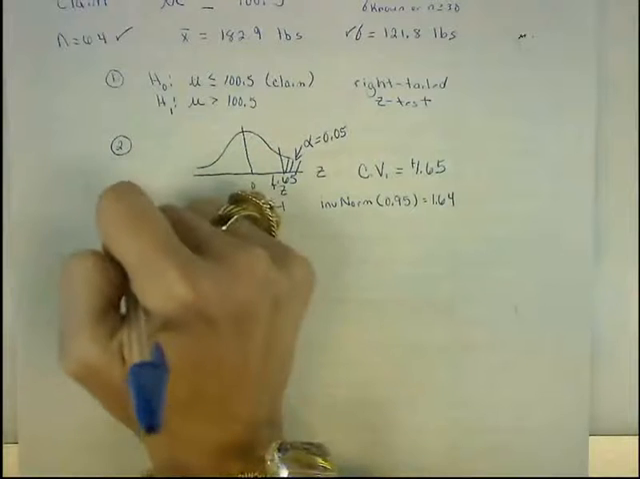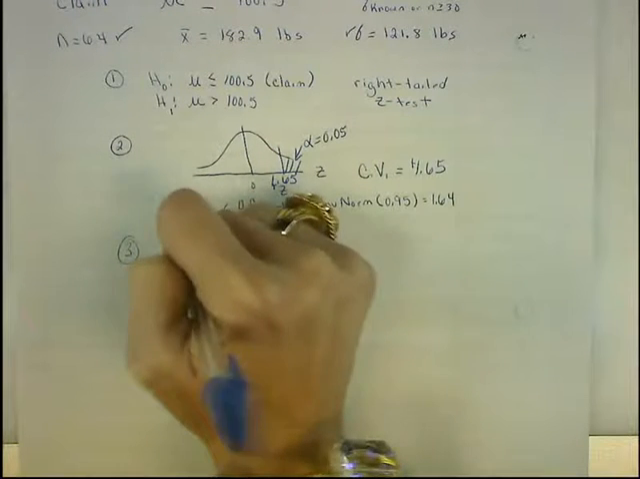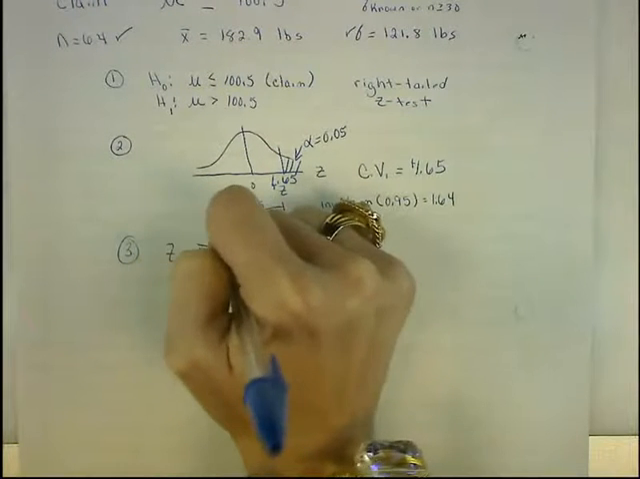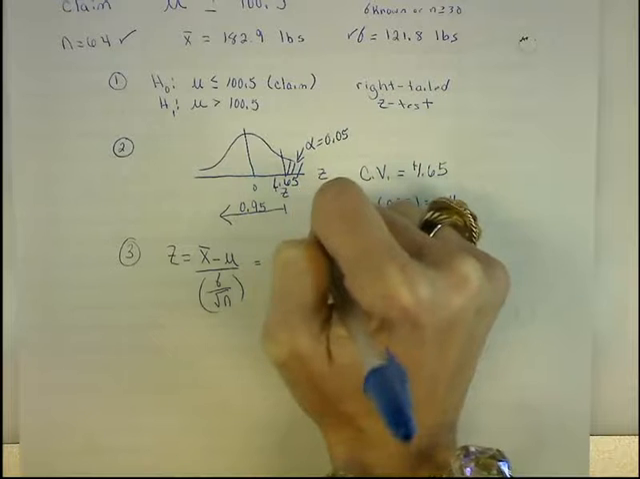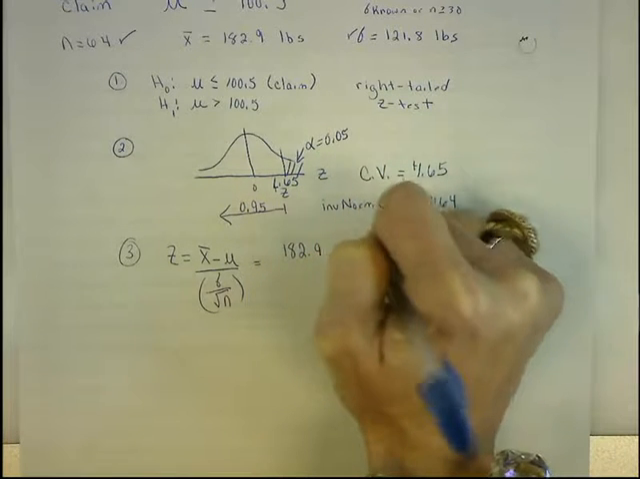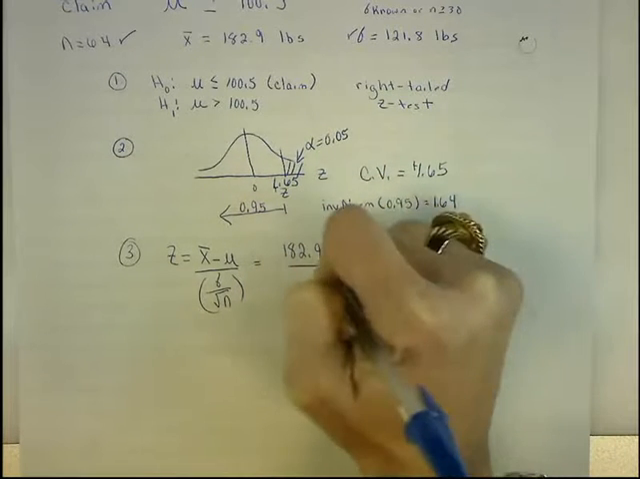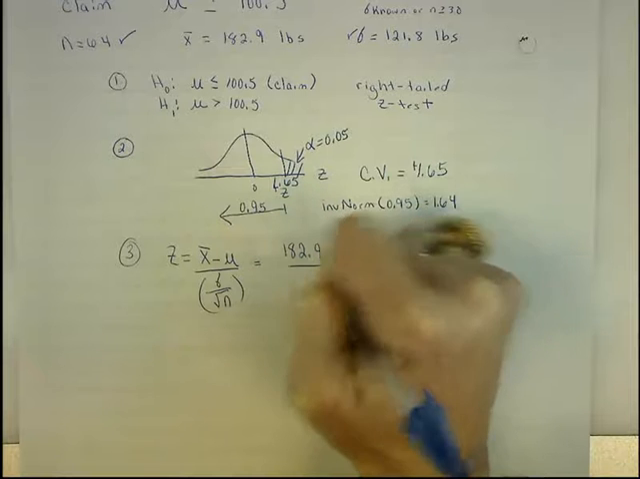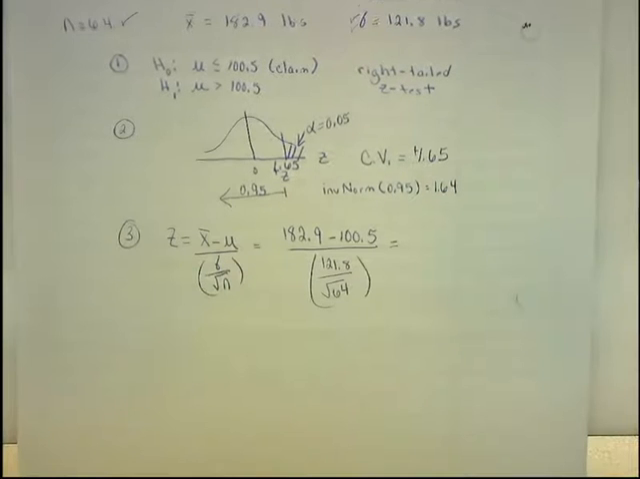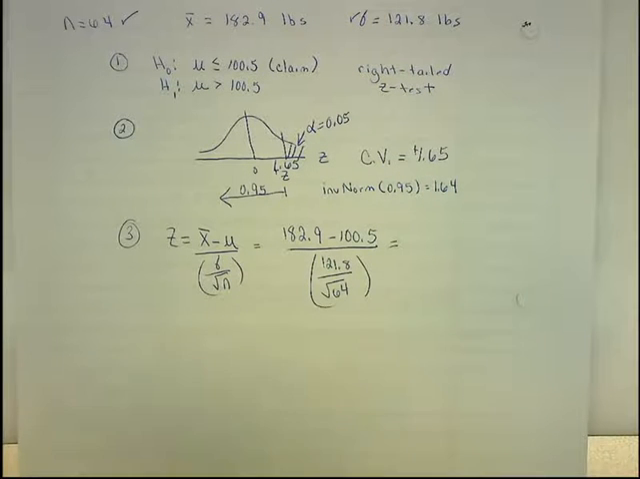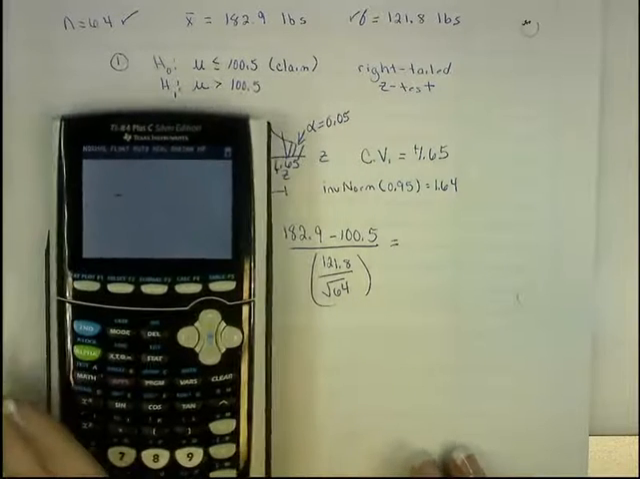Step number 3 is the test statistic. The test statistic is Z equals X bar minus your claim divided by sigma over the square root of n. X bar is 182.9, the claim is 100.5, standard deviation was 121.8, and the sample size was 64. You will round this test statistic to 2 places accurately since it is a type of Z-score from the Z table.